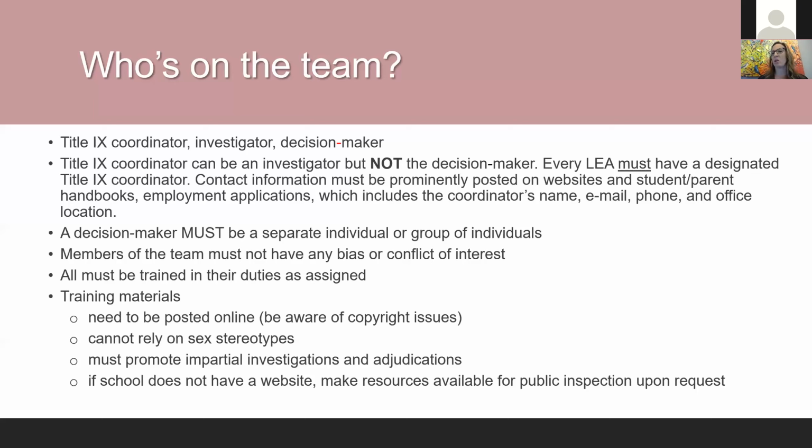I oversee all of the civil rights laws, so I don't have the capacity to do all of them, but I'm going to do my best to at least provide you with some resources. You will have to post those training materials that you've used online for all to see. And of course, you need to pay attention to copyright issues. So there are the requirements.